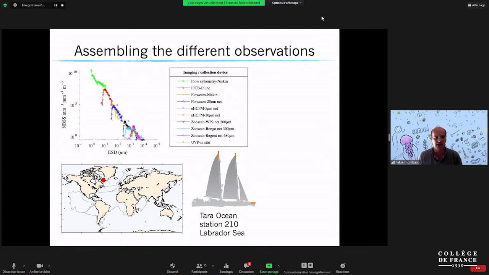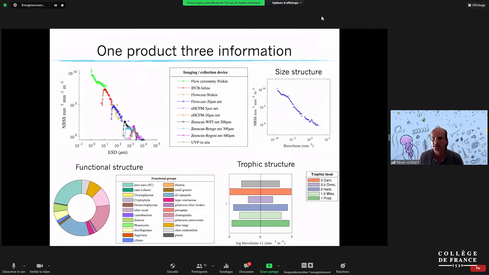We were using that property to reassemble all the observations into just one meta product that we can interrogate to get the full size structure. Also, because we have identified the plankton, we can tell what the functional structure is. And because we know their trophic level, because we have the taxonomy, we can even assess the trophic structure. So basically, we have one product, but from that product we can look together at the size, the functional, and the trophic structure.